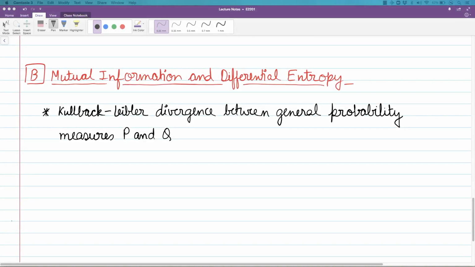In this lecture, we'll define measures of information for continuous valued random variables. In particular, we'll define mutual information and differential entropy. In order to define these quantities, we need to generalize our definition of Kullback-Leibler divergence, which we have seen earlier for discrete distributions. We want to generalize the definition to general probability measures P and Q.